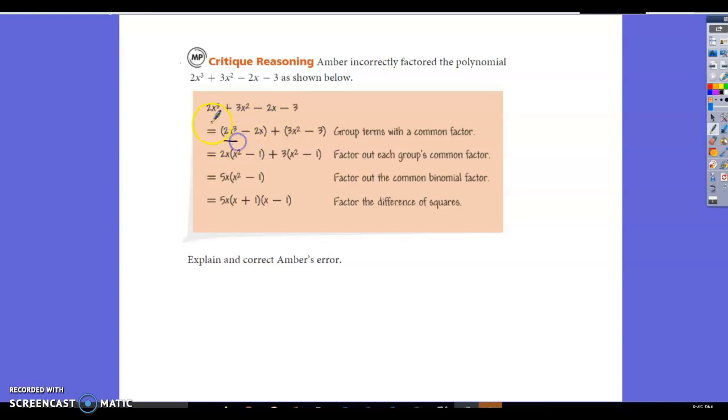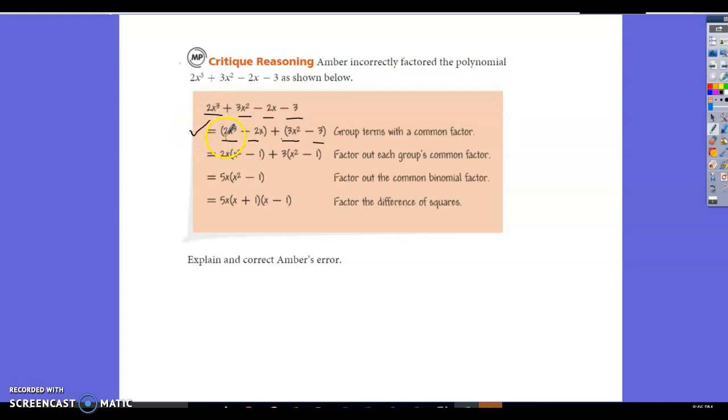So she's got 2x cubed. She rearranged these using commutative properties, so she put the negative 2x here, and she's got 3x squared over here, which is fine, and negative 3 here. So she is factoring by grouping. All she did was rearrange the middle terms, so that's fine. So this works.